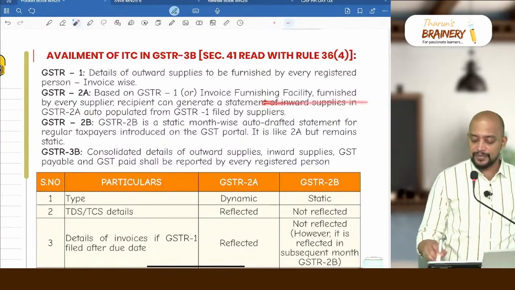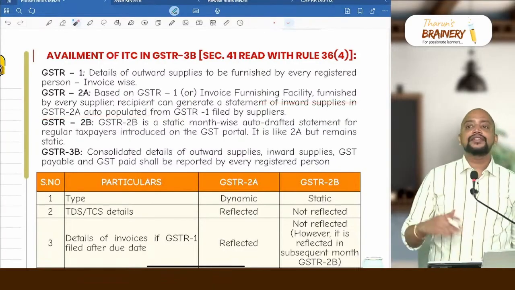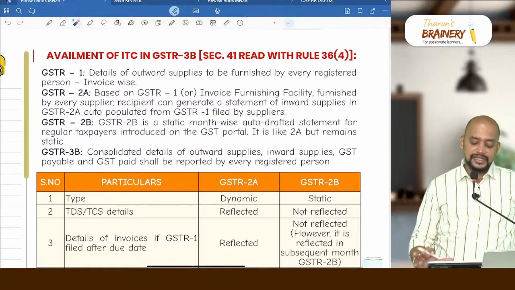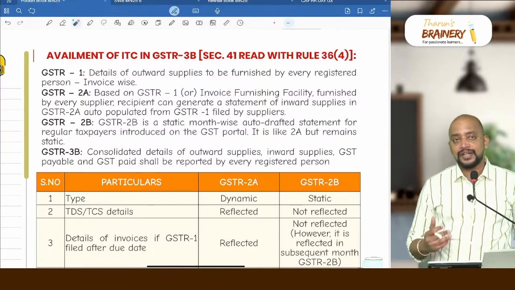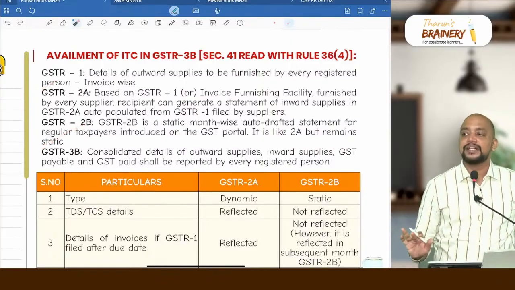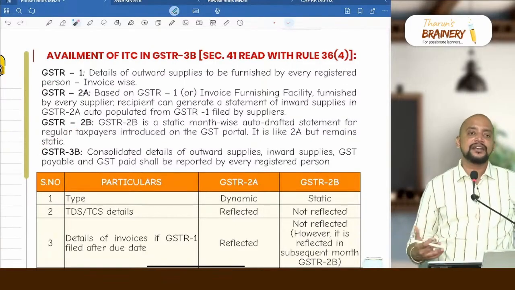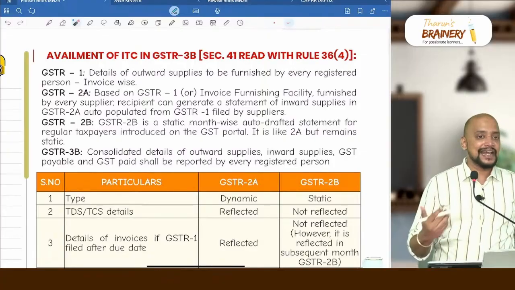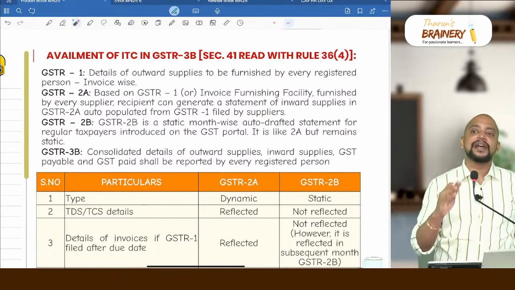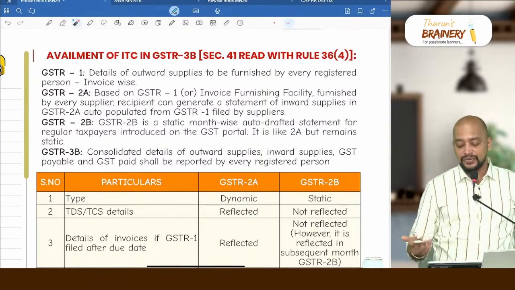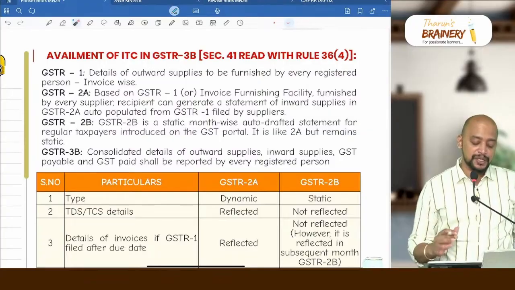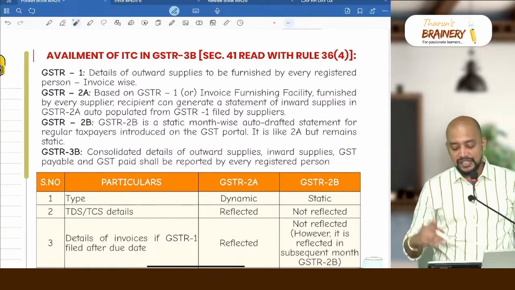Recipient can generate a statement of inward supply in 2A, and this 2A is auto populated from GSTR 1 filed by the suppliers. And GSTR 2B is a static document that also contains the inward supply details. Both 2A and 2B contain the same details, but 2A will get updated very frequently, which means it is like a dynamic document, but 2B is a static document. If GSTR 1 is filed by the cutoff date, then only the details will be reflected in 2B. So GSTR 2A is just for reference purpose, but 2B is for the purpose of availment of ITC.